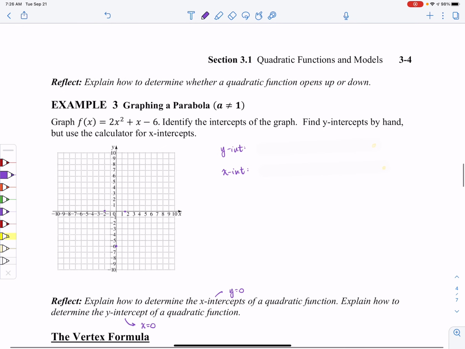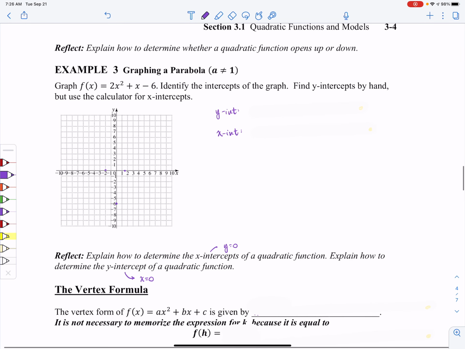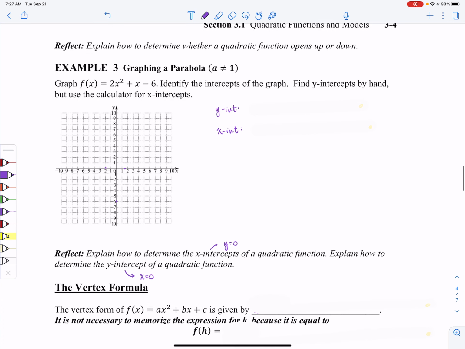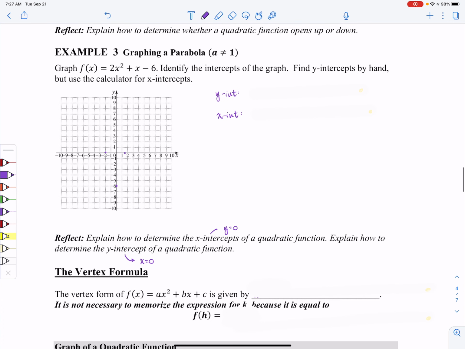All right, on the next example, we're going to do this one on the calculator as well. And so we're looking here, first of all, we're asked to identify the intercepts of the graph, and we're going to find the y-intercepts by hand, but we're going to use the calculator to get the x-intercepts. So before we enter this into the calculator, let's just go ahead and get our y-intercepts.